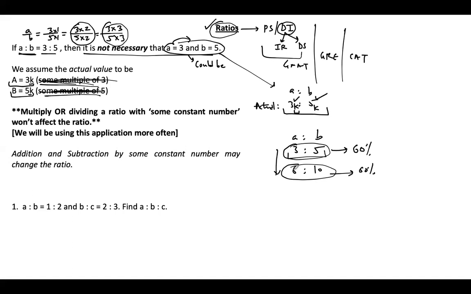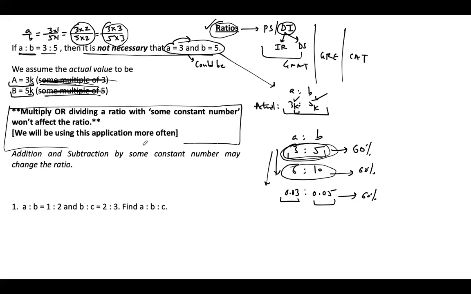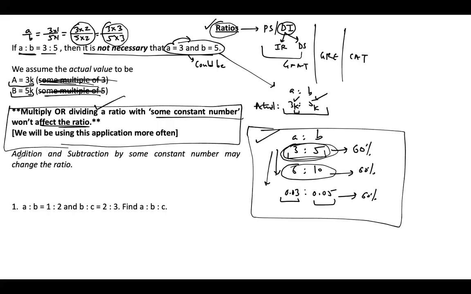Is the value of the ratio changing if you're multiplying by something? No. Even if you multiply by 100, or divide by 100, you get 0.03 to 0.05. If you do 0.03 divided by 0.05, it will still be 3 by 5, it will still be 60%. Very important: multiplying or dividing a ratio by some constant will not affect the ratio. So multiplication and division you can do in the ratio, but don't do addition and subtraction.